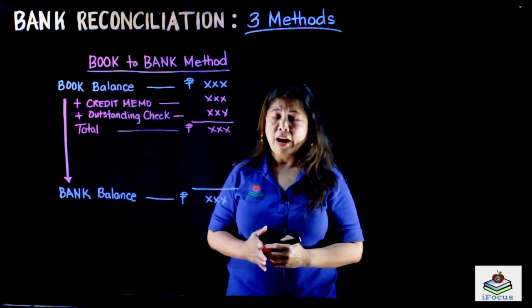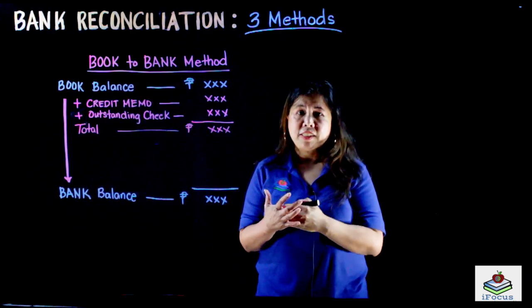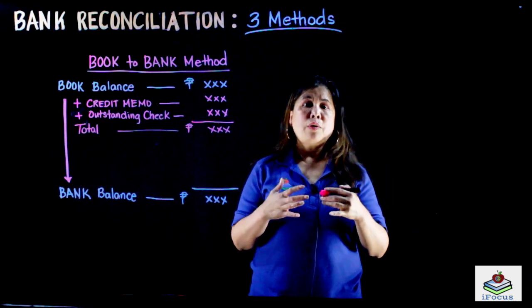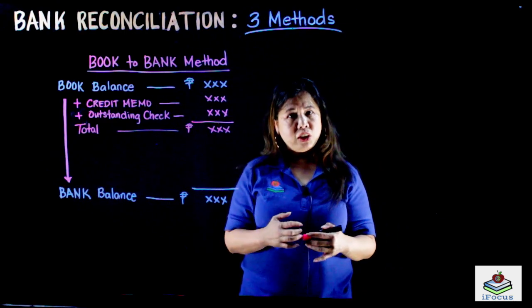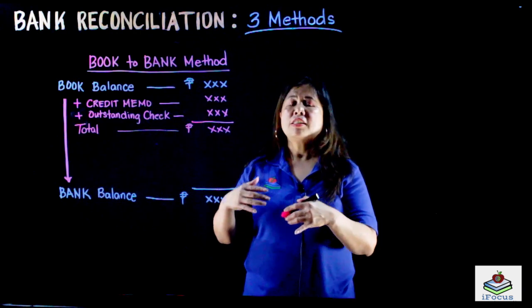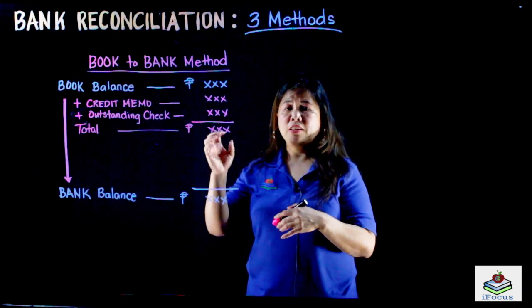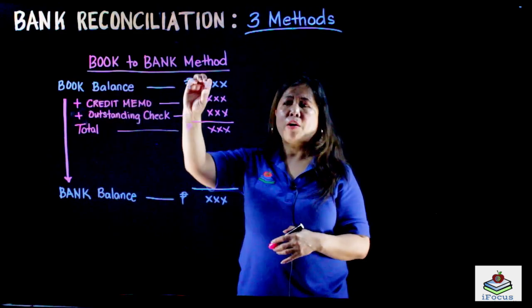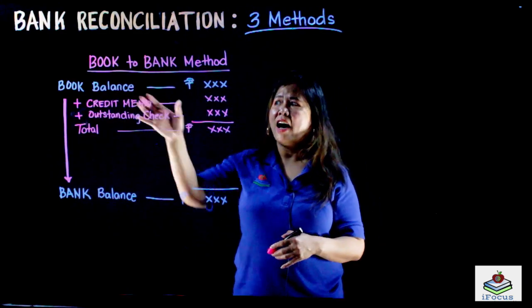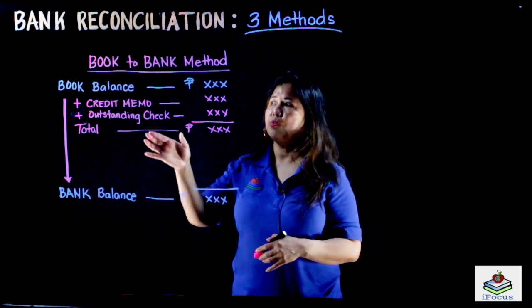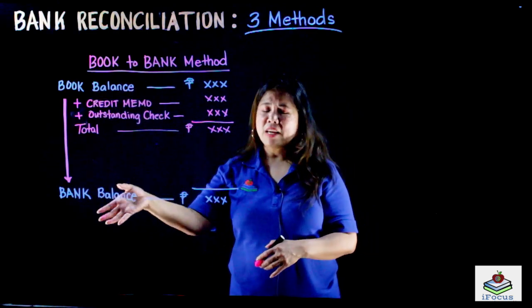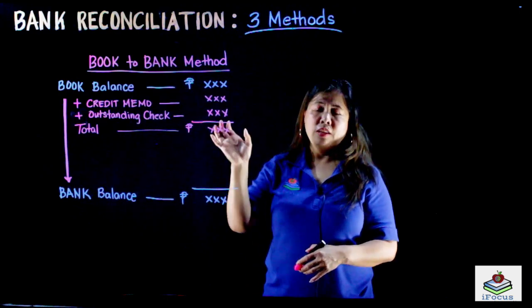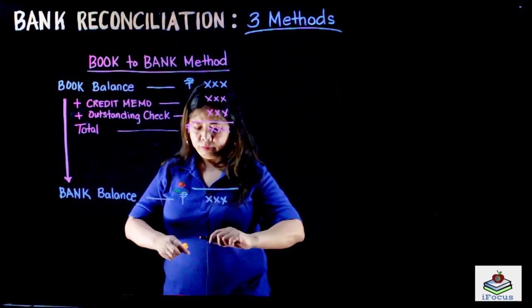Another reconciling item is the deposit in transit. The deposit in transit hindi pa na-acknowledge ng bangko. Dahil hindi pa na-acknowledge ng bangko, wala pa yun sa bangko, yung amount ng deposit in transit. But on the book balance, nandito na sa amount na yan. Na-add na ang deposit in transit sa book balance. Para makita natin ang bank balance, ima-minus natin ang amount ng deposit in transit.